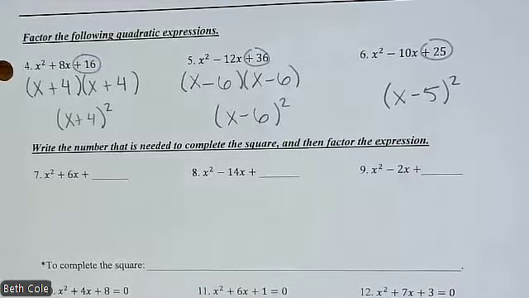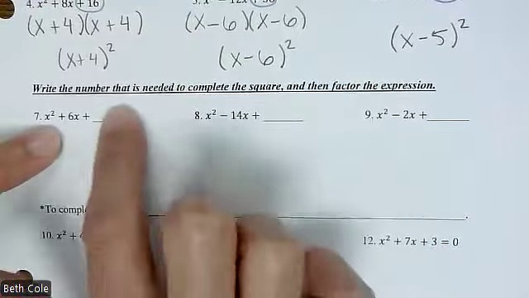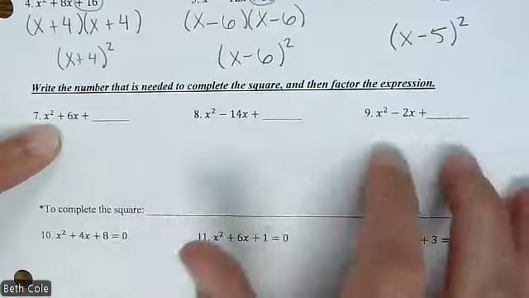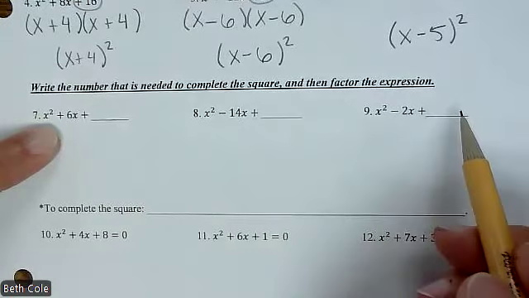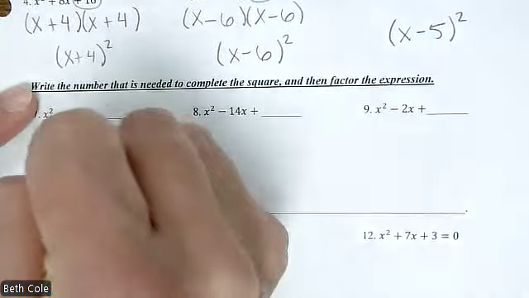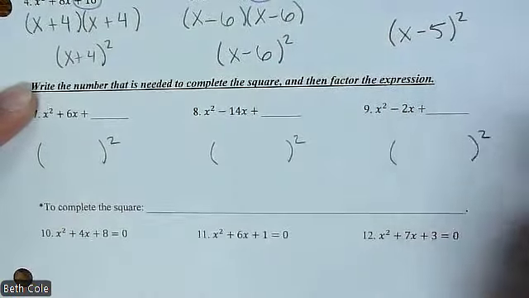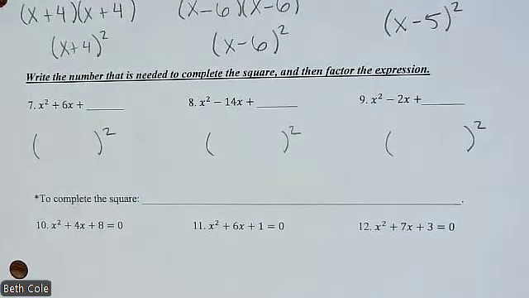What I want you to try with these 3 is come up with what that number would need to be in order for it to be a twin, in order for it to work out that way. So figure out what that number needs to be. It'll need to be a perfect square, and it'll need to be positive. And then I want you to write it as something squared. So give it a try.